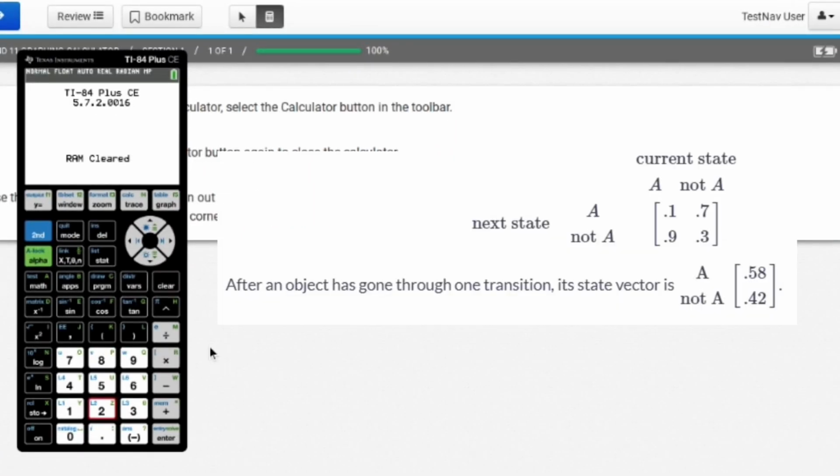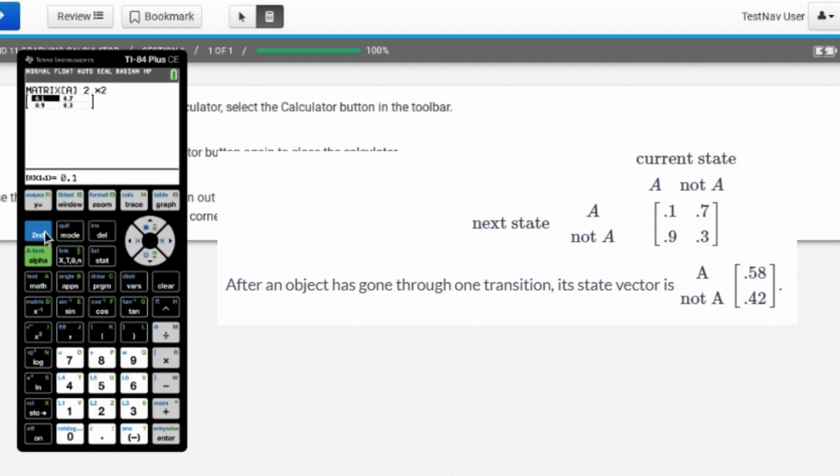All right, so I'm doing A inverse times X. What I'm going to do is create matrix A by going to second matrix, and I'm going to edit A. A is a 2 by 2 matrix, and we were given 0.1, enter, 0.7, enter, 0.9, enter, and then 0.3, enter.